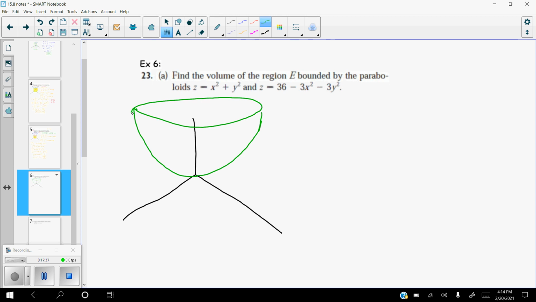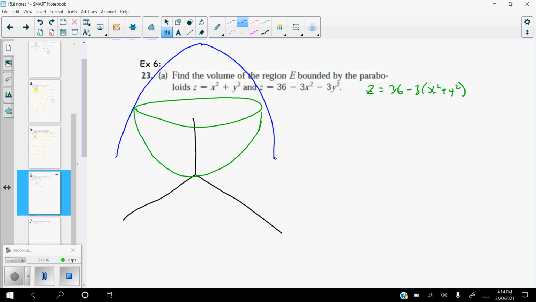Boy, did I draw this in a bad place. 36 minus 3x squared minus 3y squared. If you want to rewrite that one, you can rewrite it as 36 minus 3 times x squared plus y squared. That might help. But ultimately, this one starts at 36. This will not be drawn to scale. This is going to start at 36 and then open down, because the x squared and y squared are both technically negative. So this thing is going to start way up here and open down.